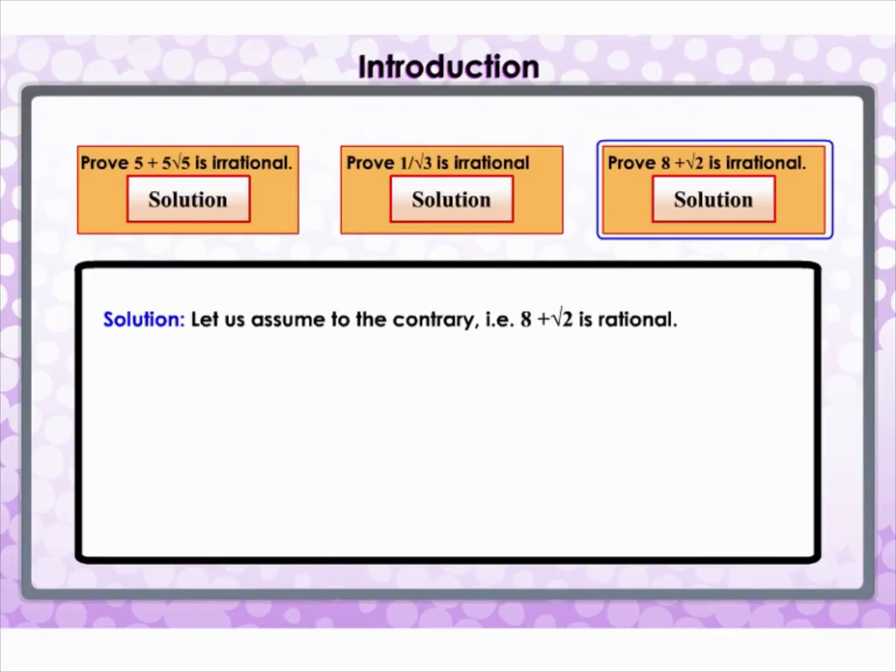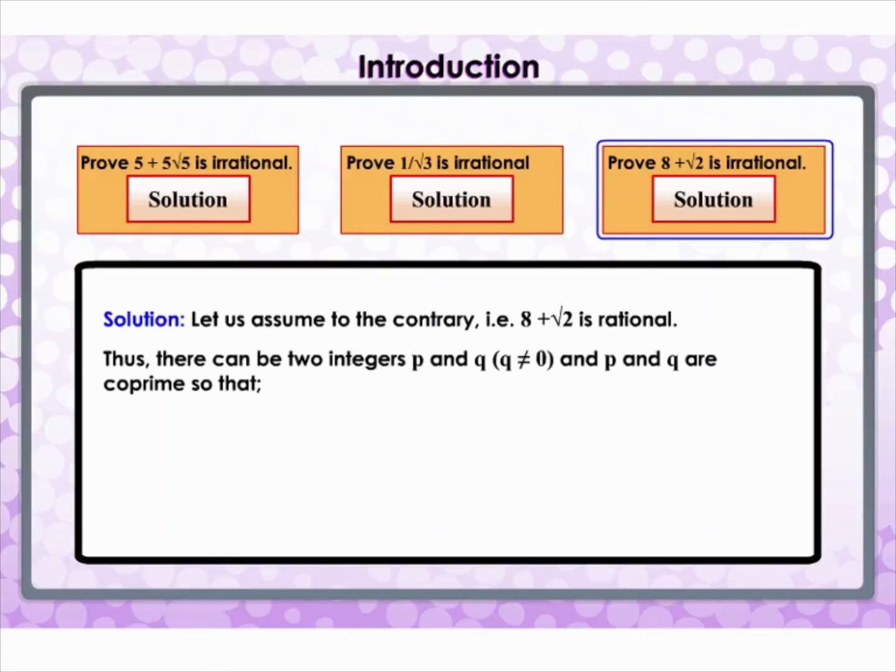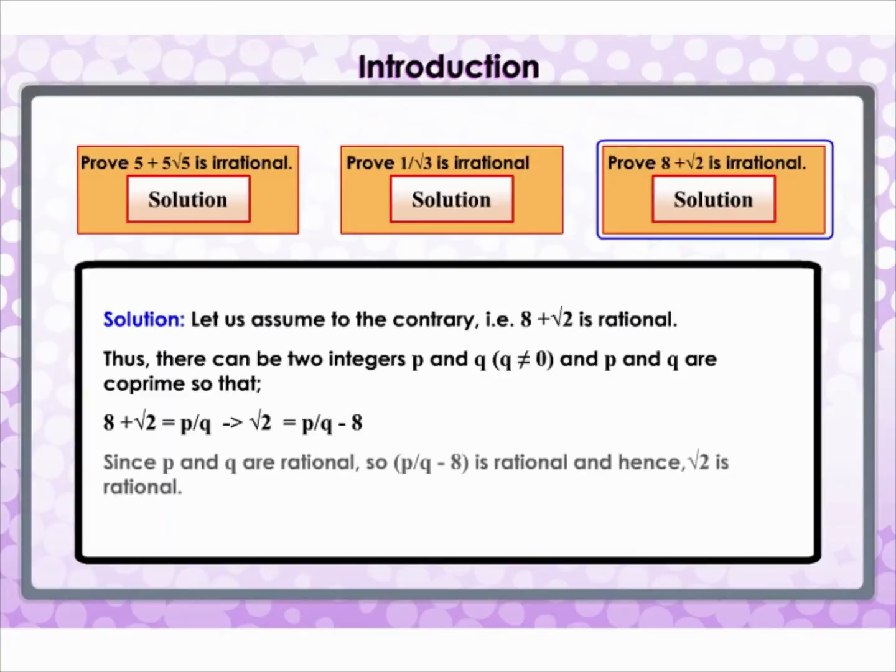Prove 8 plus root 2 is irrational. Let's assume to the contrary, that is, 8 plus root 2 is rational. Thus, there can be two integers p and q not equal to 0, and p and q are co-primes so that 8 plus root 2 is equal to p by q, where root 2 is equal to p by q minus 8. Since p and q are integers, p by q minus 8 is rational, and hence root 2 is rational.